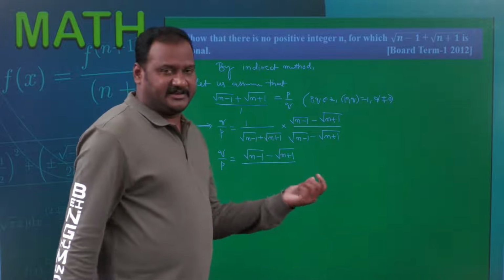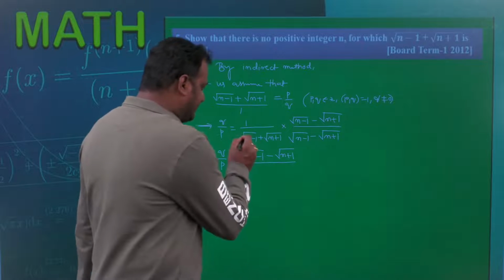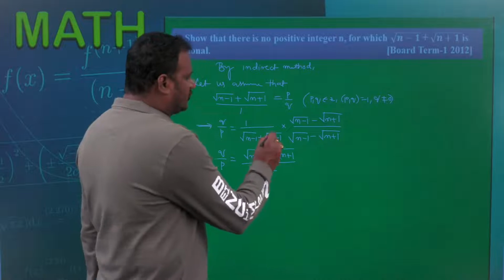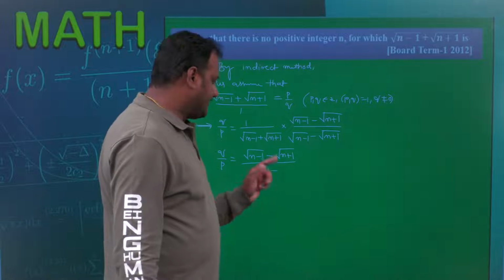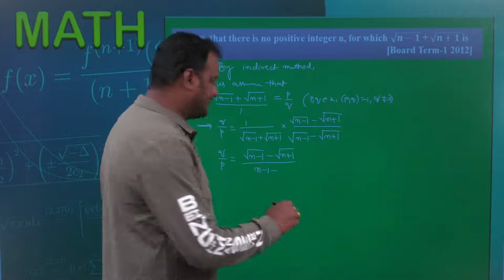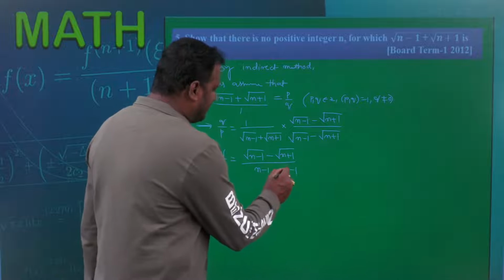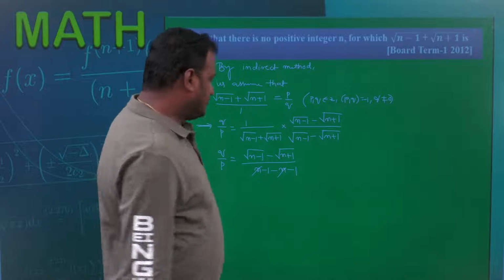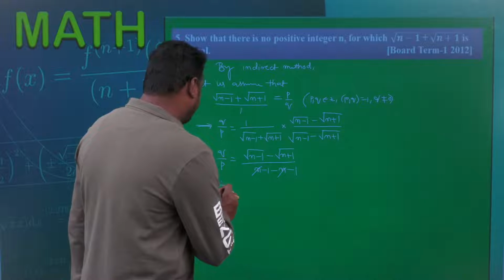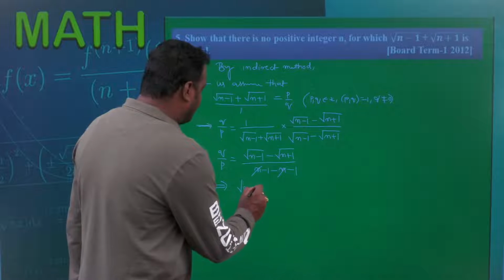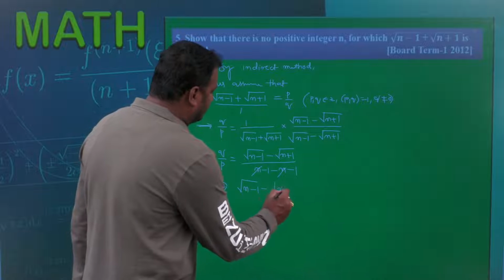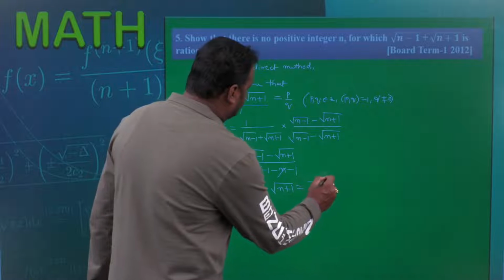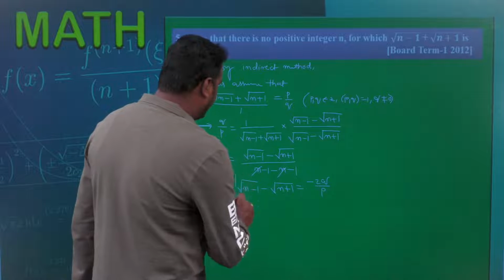a plus b into a minus b, of course a square minus b square. A square is root n minus 1 whole square, which is n minus 1. Minus root over n plus 1 whole square is n plus 1, but minus is there before. So minus of n plus 1 is minus n minus 1. So minus n plus n cancel. Here minus 1 minus 1 is going to be minus 2. So finally what do I get here? Root over n minus 1 minus root over n plus 1 is equal to minus 2q divided by p.